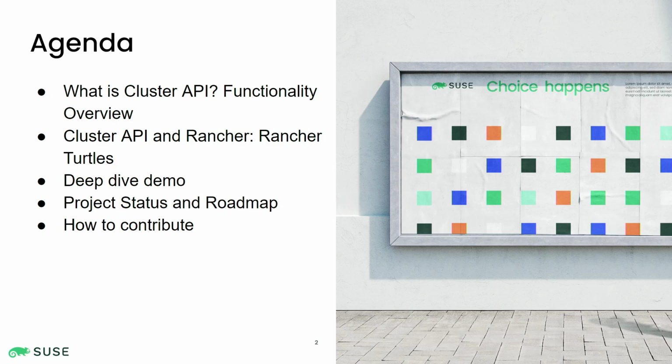So, agenda. We're going to talk about what is Cluster API, some brief functionality overview. Cluster API is quite a complicated topic, so we're not going to go into deep details, but we're going to show some of the important concepts we utilize and probably you'll see in the demo. Also, we're going to talk about Turtles and how they act as an integration point between Rancher and Cluster API in a native to upstream manner.